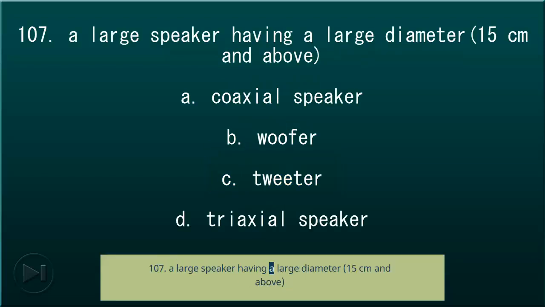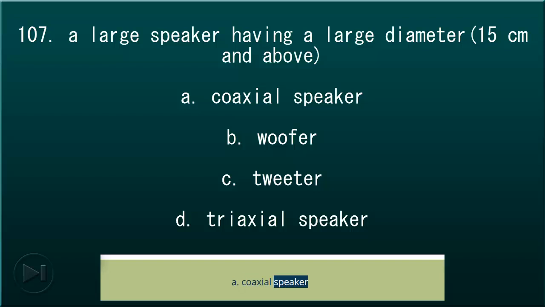107. A large speaker having a large diameter, 15 centimeters and above. A. Coaxial speaker. B. Woofer. C. Tweeter. D. Triaxial speaker. Answer, B. Woofer.